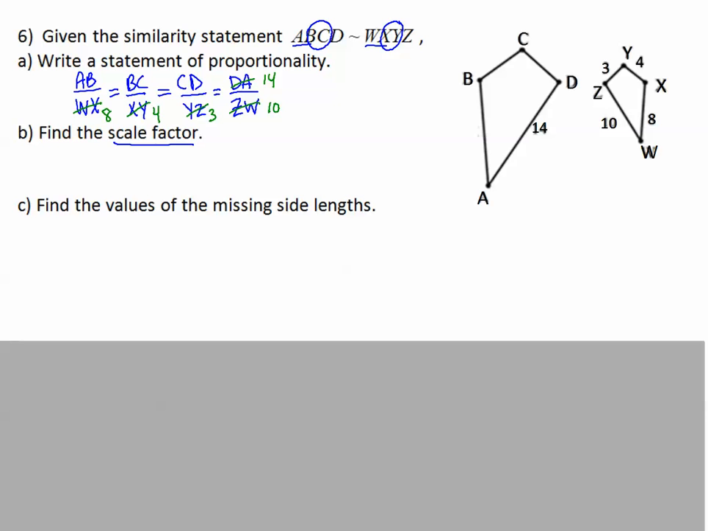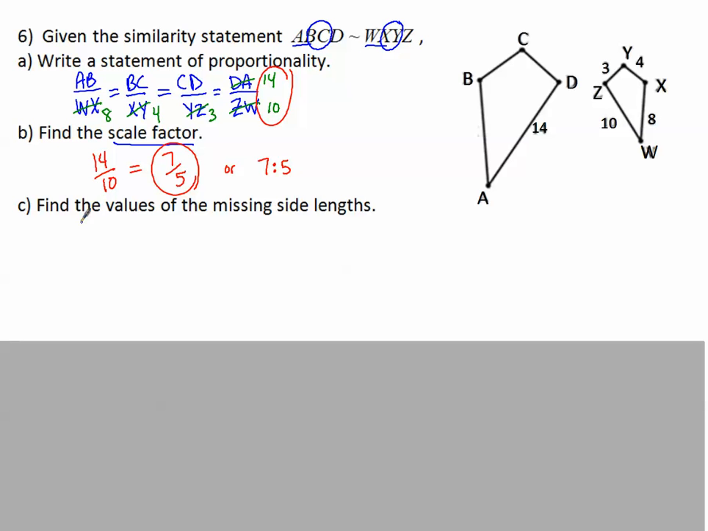Then take the ratio that has numbers in the top and bottom, and that's our scale factor after we reduce it. 14 over 10 makes 7 over 5. 7 over 5 is our scale factor, or we can write it with the colon. But we always go left to right. The statement and the picture going left to right.